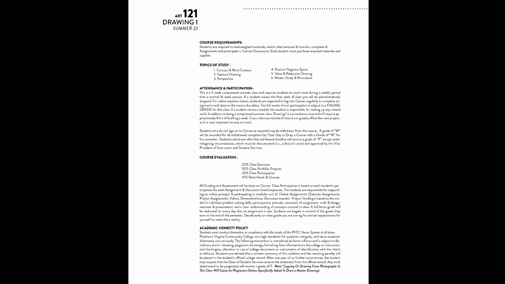Academic honesty policy. Students must conduct themselves in compliance with the tenets of the PVCC honor system at all times. Piedmont Virginia Community College sets high standards for academic integrity and takes academic dishonesty very seriously. The following misconduct is considered an honor offense and is subject to disciplinary action: cheating, plagiarism, knowingly furnishing false information to the college or instructors, and the forgery, alteration, or use of college documents or instruments of identification with the intent to defraud. Students are advised that a written summary of this violation and resulting penalty will be placed in the student's official college record.